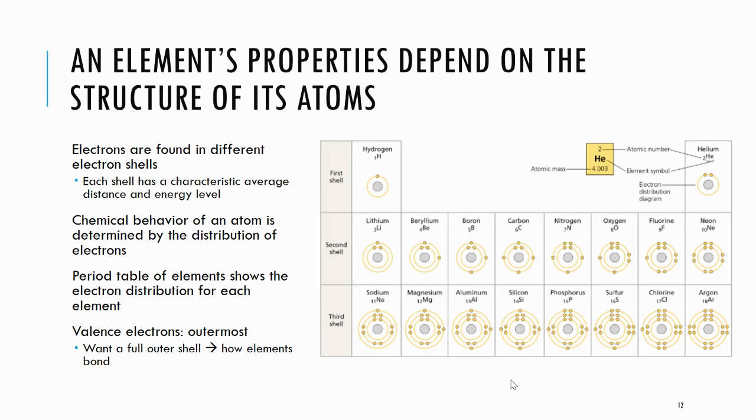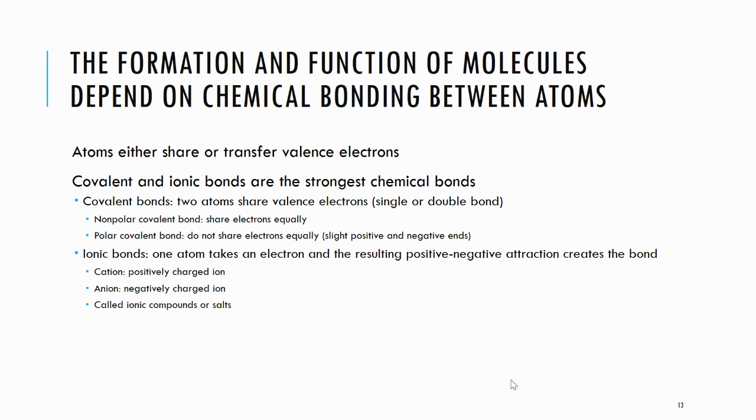The chemical behavior of an atom is determined by the distribution of its electrons. And our periodic table of elements shows the electron distribution for each element. Of course, this is just a small segment of that. What we want to focus on is the valence electrons, which are the electrons found in the outermost shell. Each atom wants a full outer shell, and that tells us how the elements will bond.